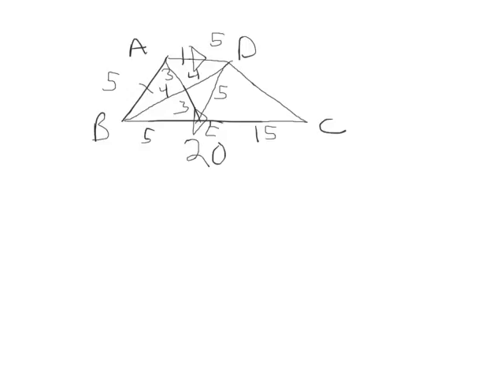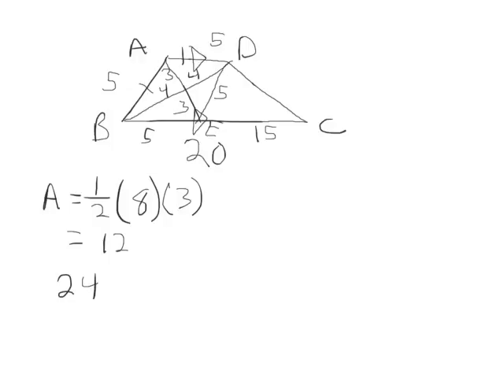So what we have is our formula for area of a triangle is 1/2 base times the height. The base is right here, 4 and 4, or 8 total. So 1/2 times 8 times the height. The height is 3, so that's going to give us 12. And then multiply that by 2 to get the area of the entire rhombus right here. So that's going to give us 24. So that's the area of the entire rhombus.